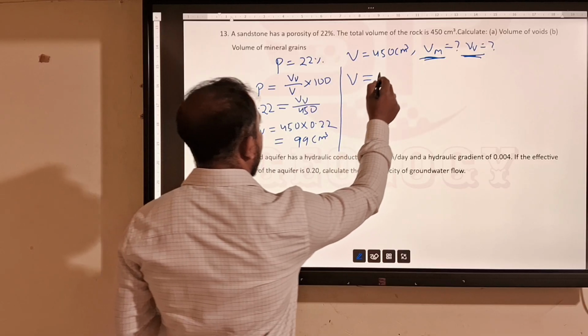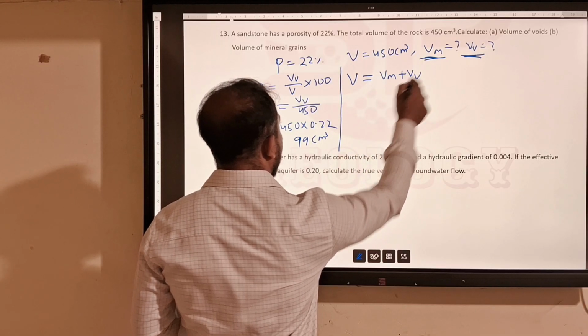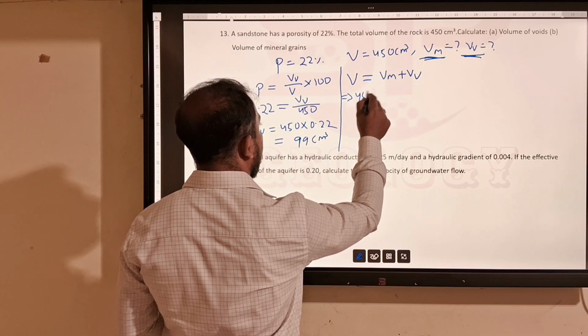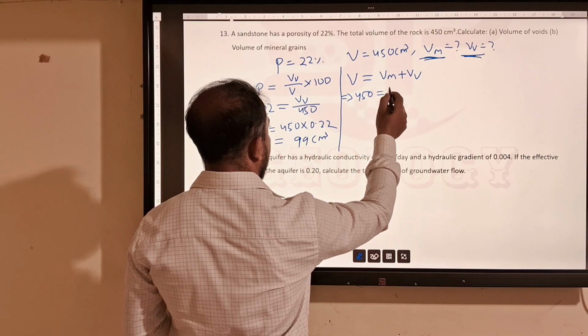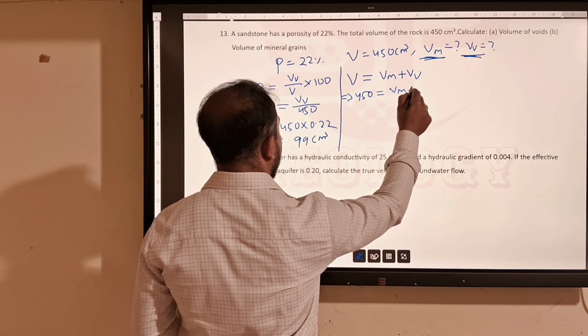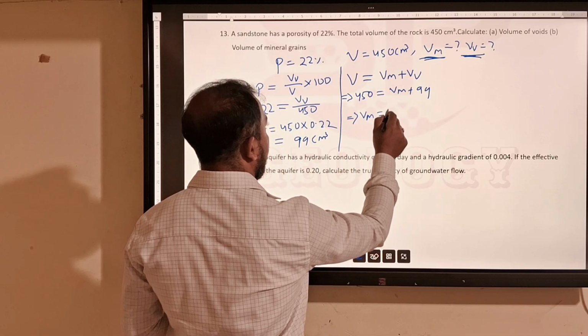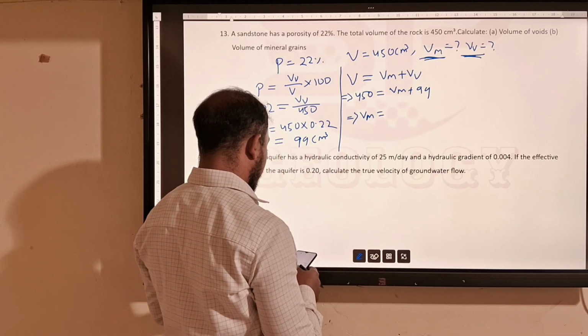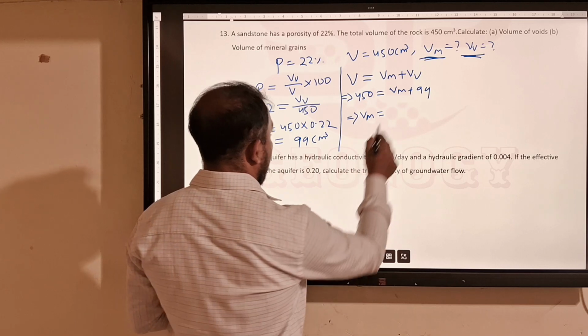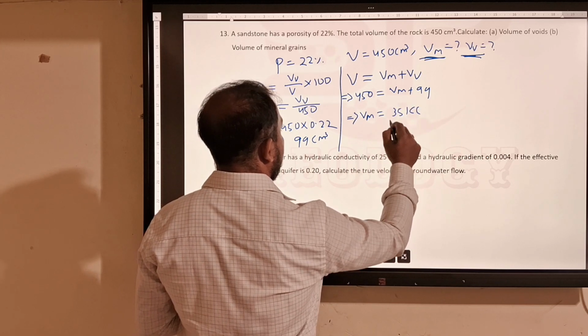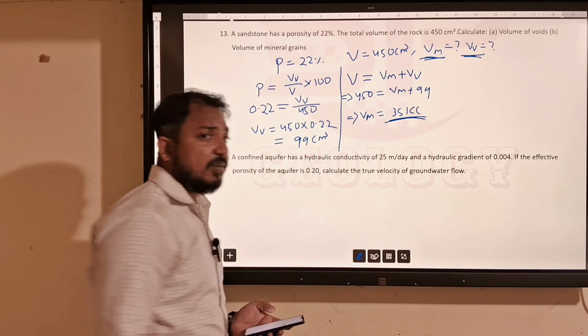You know total volume equals volume of mineral grain plus volume of voids. We have total volume 450 cc. Volume of mineral grain we have to calculate. Volume of void we have calculated, that is 99. So volume of mineral grain will be 450 minus 99, which is 351 cc.